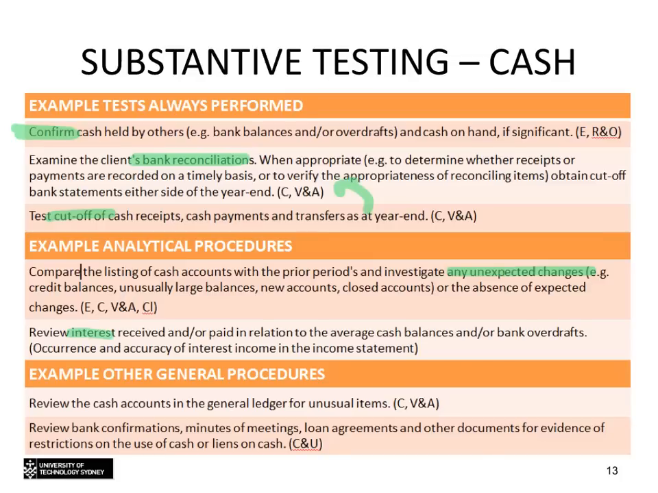We might look at interest and see whether that matches up with loans. Looking for unusual items, big deposits or big withdrawals. Minutes of meetings to determine whether we might be expecting more money or less money being paid out for certain items. So this cash testing is pretty standard across lots of different firms because almost everybody handles cash the same way. We're always going to do a significant amount of substantive testing.